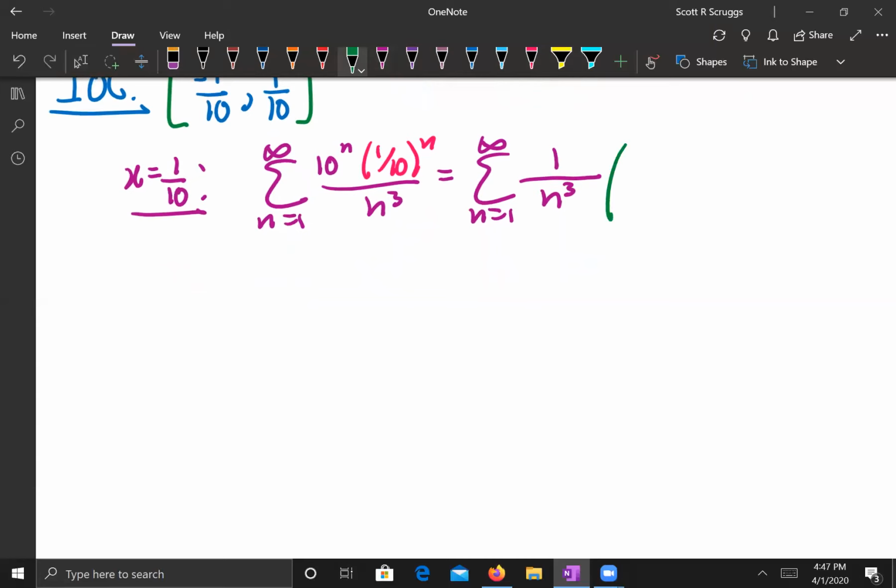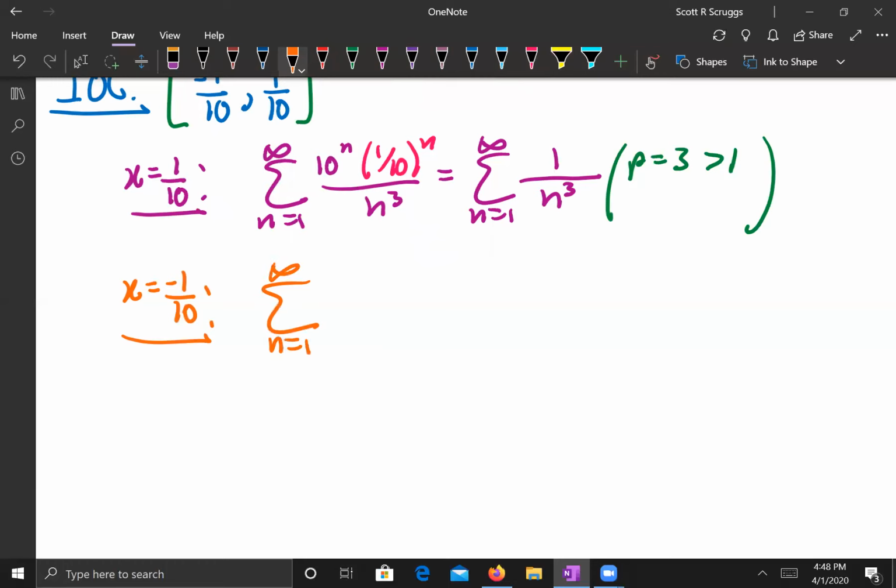And the reason why we get to include the right endpoint is because p is 3, greater than 1. So by the p-series test, that's definitely going to converge. And let's do negative 1/10. And I'm going to say the work is essentially the same. But you'll have, instead of 10 to the nth over 1/10, you'll have a negative.